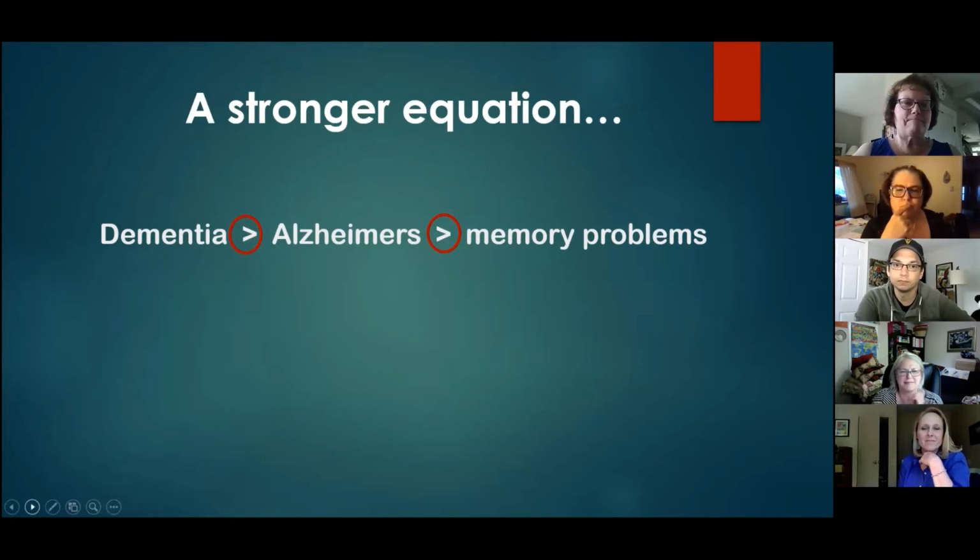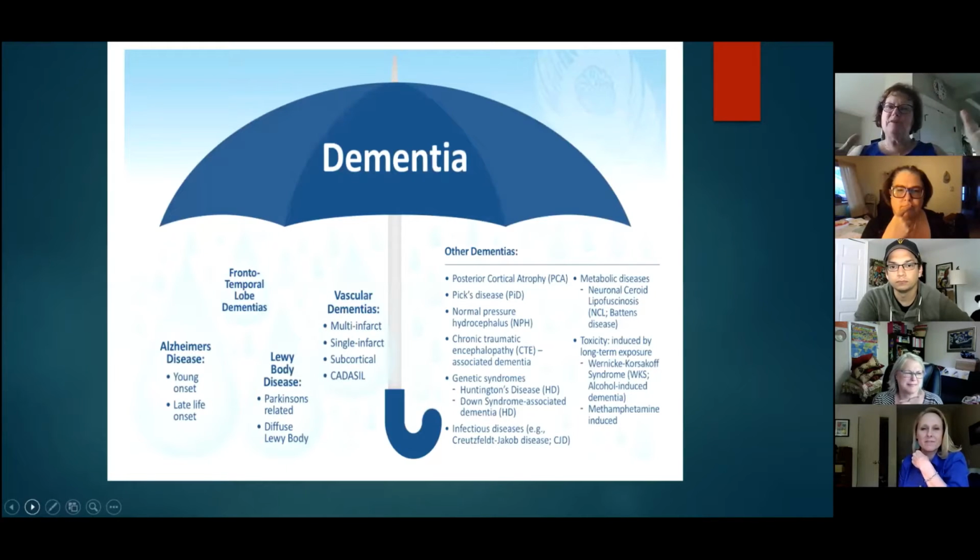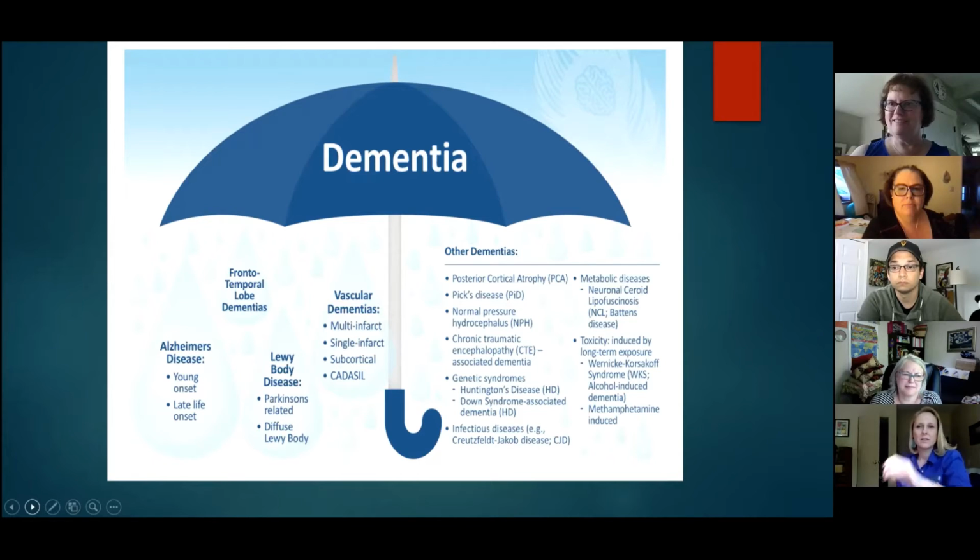So I wanted to bring the picture back up again, just so now that we've seen, oh wow, Alzheimer's is just that one little part, and there's so many others. So how do we learn about all of this stuff? Right? It's kind of difficult, isn't it?